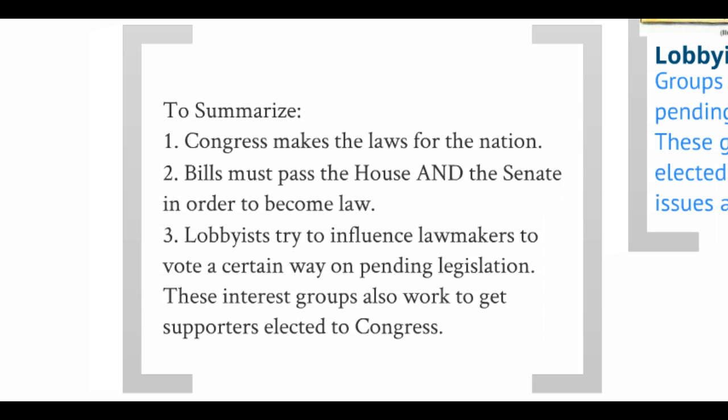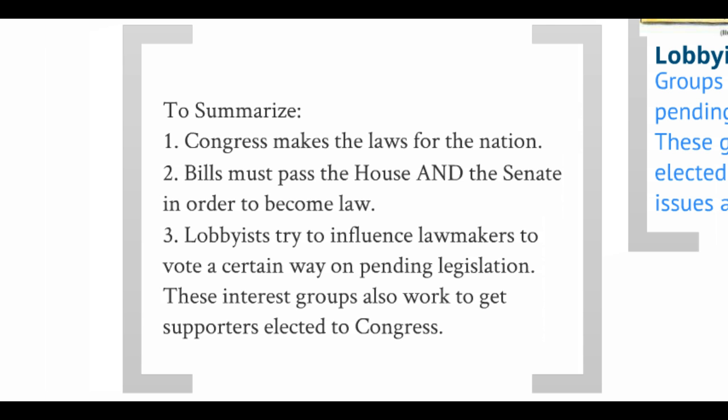All right, you have anti-gun groups that would try to encourage members of Congress to vote for that anti-gun bill. You also have pro-gun organizations, the biggest of which is probably the National Rifle Association, that would encourage lawmakers to vote against an anti-gun bill.